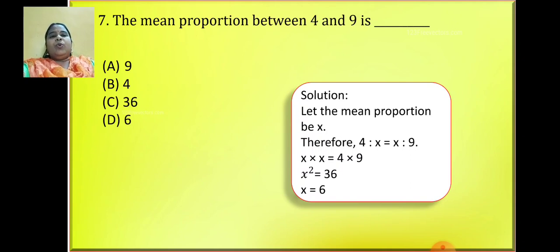Take the square root on both the sides. x is equal to 6. So out of all these options, which one is the correct one? Option D, that is, the mean proportional between 4 and 9 is 6. I hope you have understood this. Okay. Let us move to the next important type.